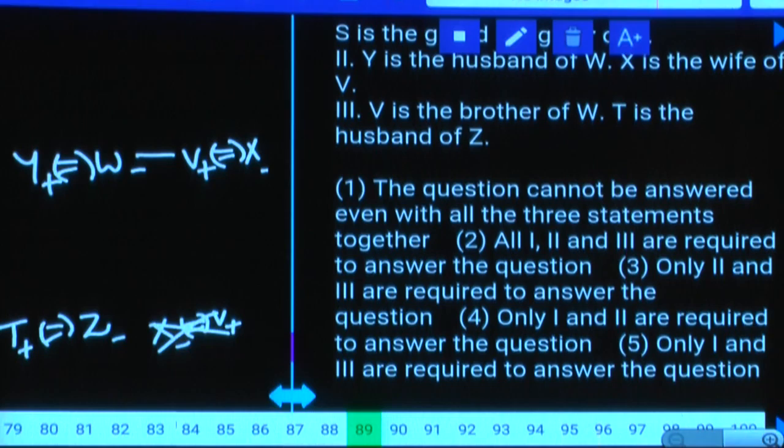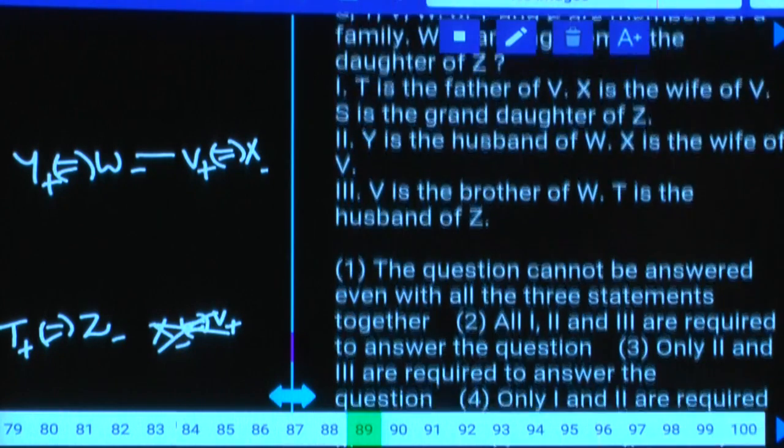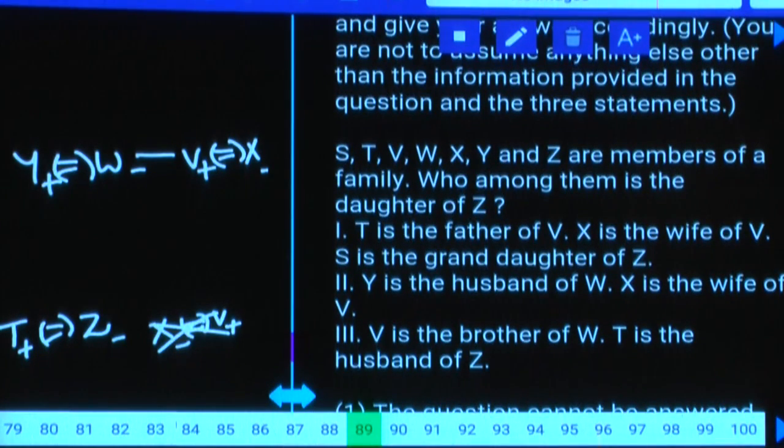Then choice 4, 1 and 2. Now in this 1 and 2, if you observe here, T is the father of V. Now I am taking condition number 1. T is the father of whom? T is the father of V, and X is the wife of V, which means this V is a male, isn't it?